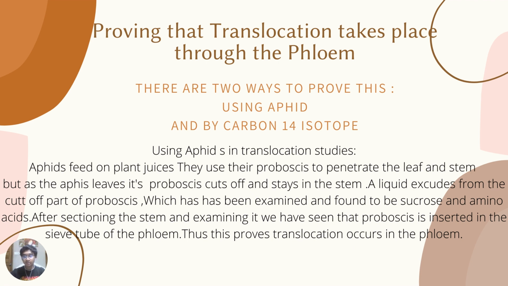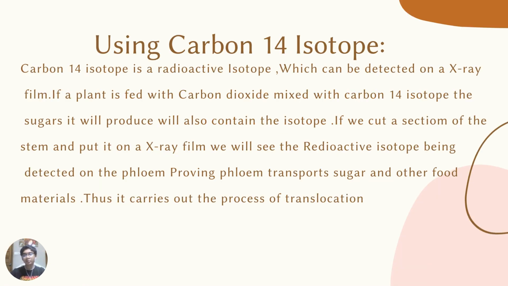After sectioning the stem and examining it, we have seen that the proboscis was inserted in the sieve tube of the phloem, thus making it as clear as possible that translocation occurs through the phloem tubes. Now, using carbon-14 isotope, this can also be proved.